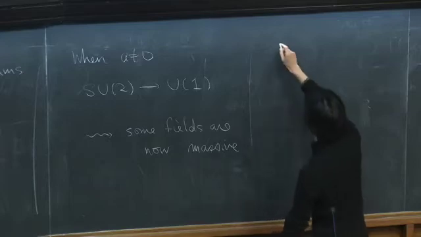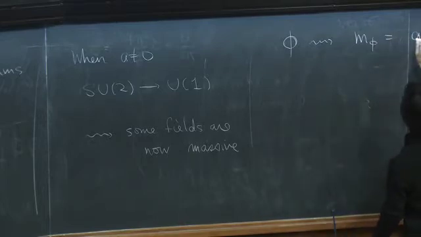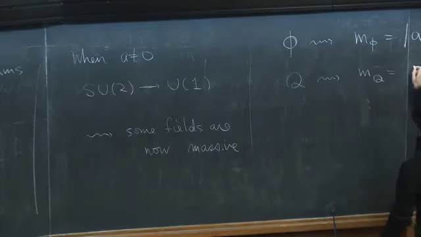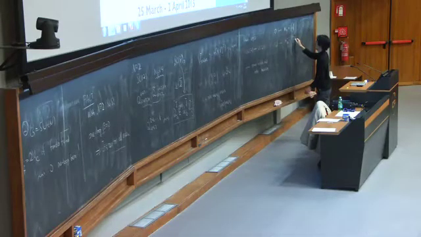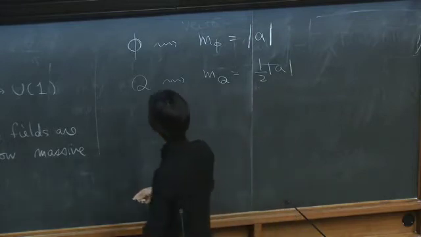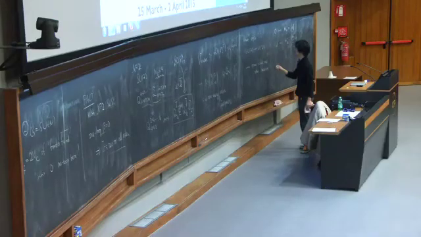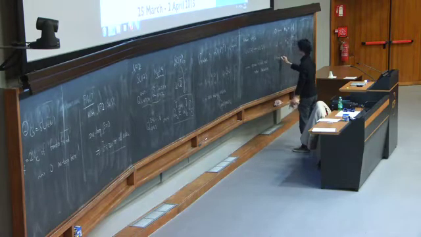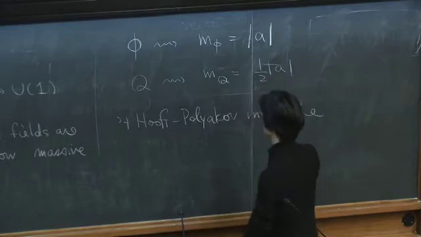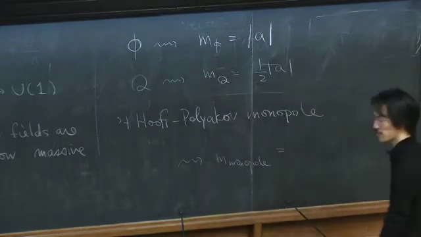Some component of the phi will have mass m phi given by basically 2 absolute value of A, and some components of Q will have mass of the form 1/2 absolute value of A. So these are different by a factor of 2 because of the difference in the charge of phi and Q. But not only that, when the gauge group SU2 is broken to U1, there is 't Hooft-Polyakov monopole. And what's the mass of that?